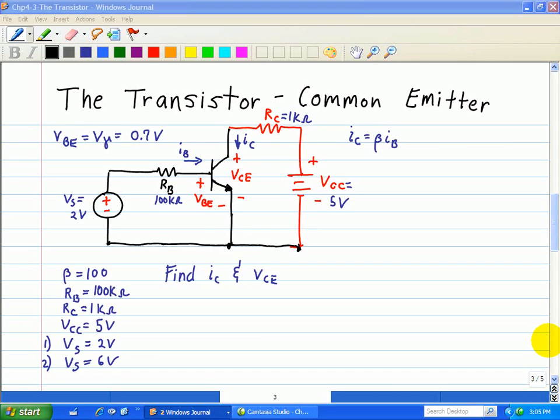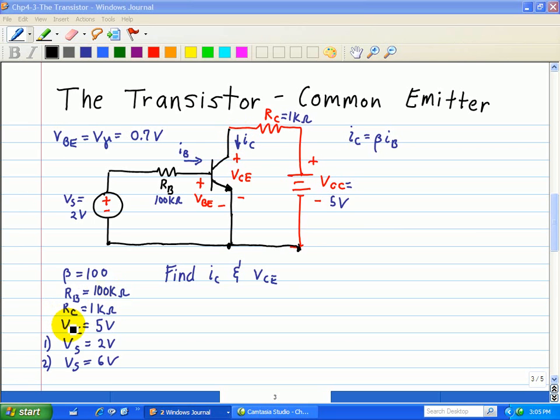Here we're given a common emitter configuration with the following values. The transistor has a beta, our current gain, of 100. RB at the base of the transistor is 100 kilo ohms. RC at the collector is 1 kilo ohm.